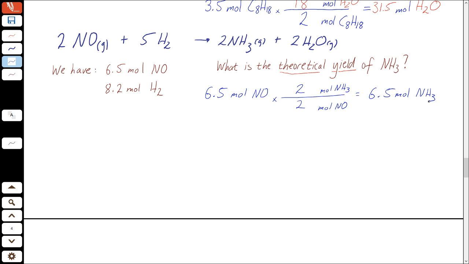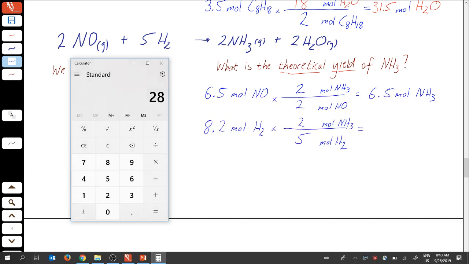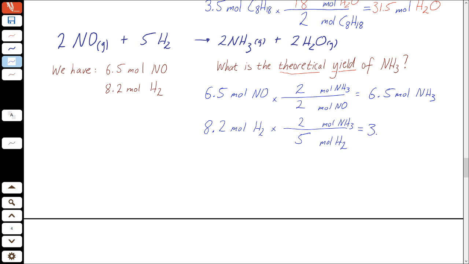Let's do the same thing with hydrogen. 8.2 moles of hydrogen times, and our factor now will have moles of hydrogen on the bottom, and again moles of NH3 on the top. And this time it's 2 to 5 because the equation tells us that for every 5 moles of hydrogen, we make 2 moles of ammonia. That one is less easy to calculate, so let's give it a try. 8.2 times 2 divided by 5 is 3.28. We'll say 3.3 because of significant figures, right?